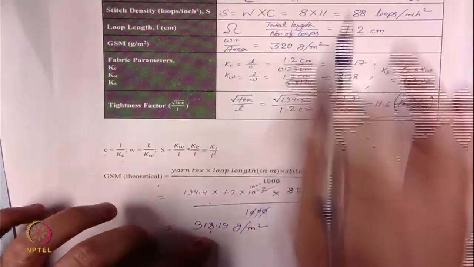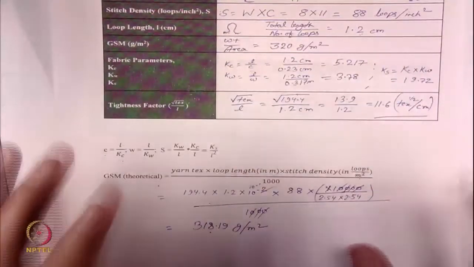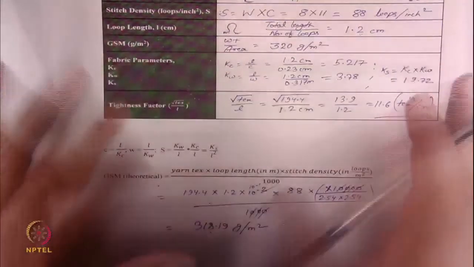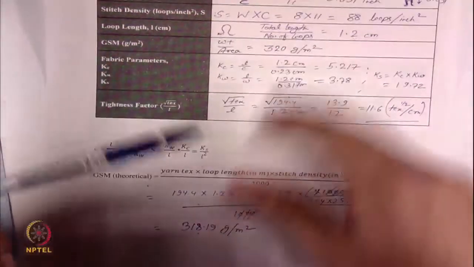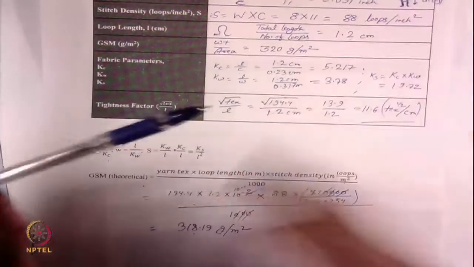You can see how close we are. So, it means our calculation is completely okay, because the variation between experimental and theoretical is almost similar. So, this is how we do the fabric analysis.